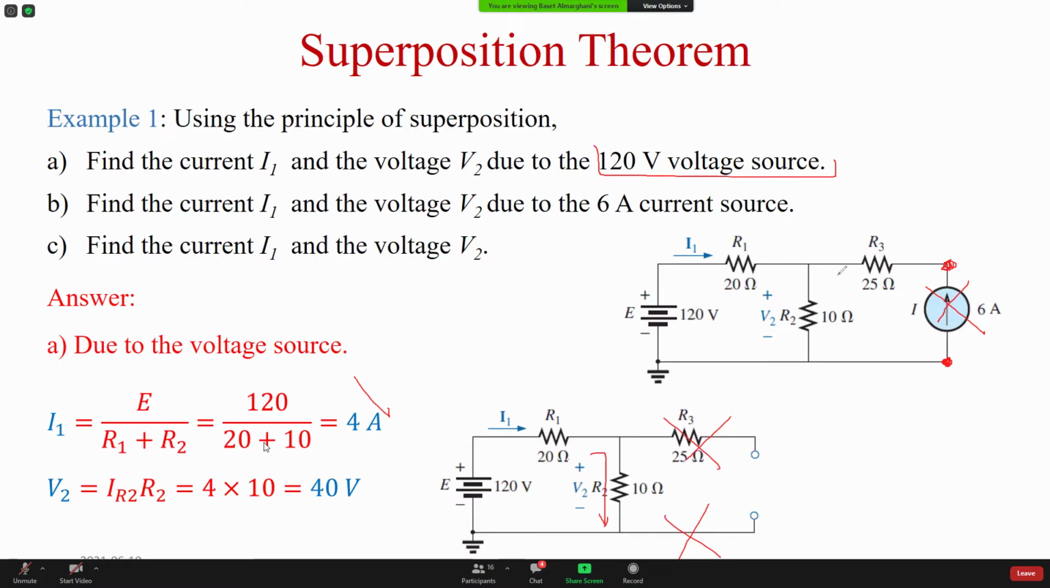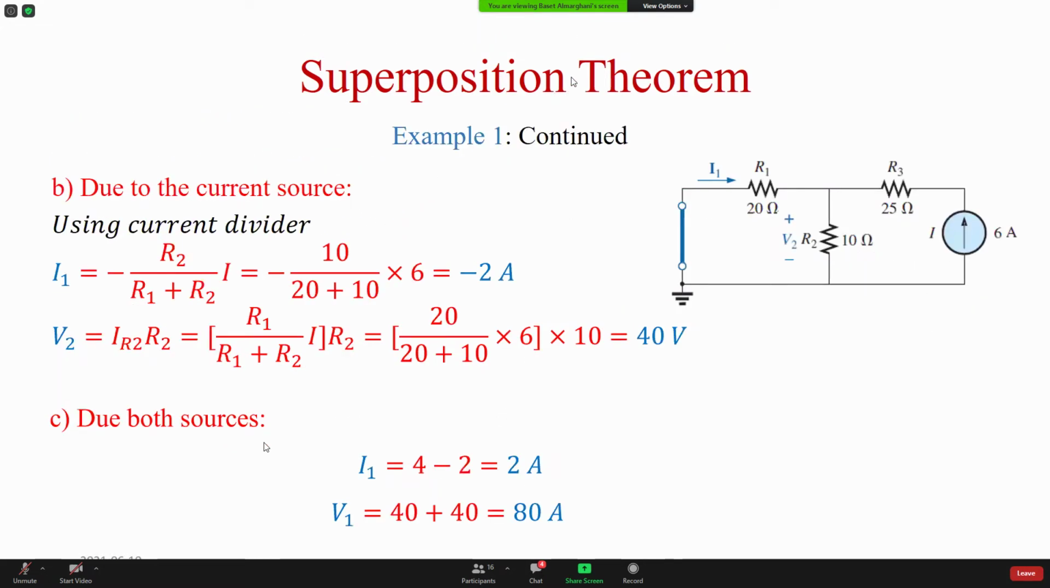We remove the second source, then we do it for the second source, the current source. When we do the current source, we remove the voltage source and replace it with a short circuit. So now the current is going to go this way. It's divided some here and some here, a current divider. I can use the current divider, but the current is going in the opposite direction of my current, which is why I have a negative. I multiply by this resistance, divide by the sum, and the current is -2.